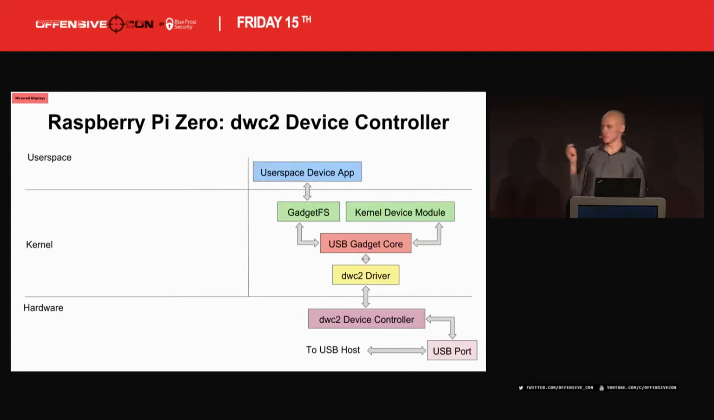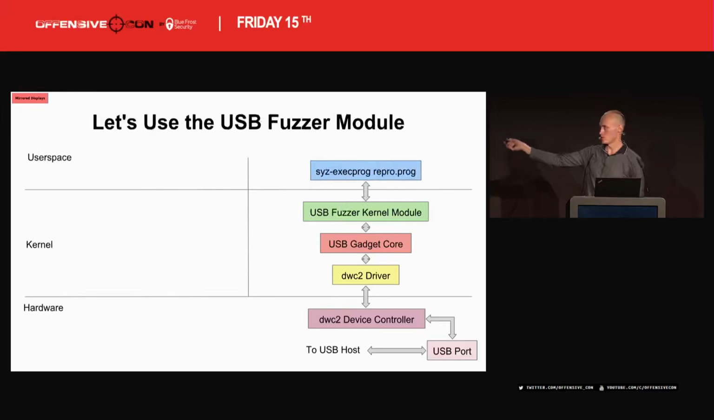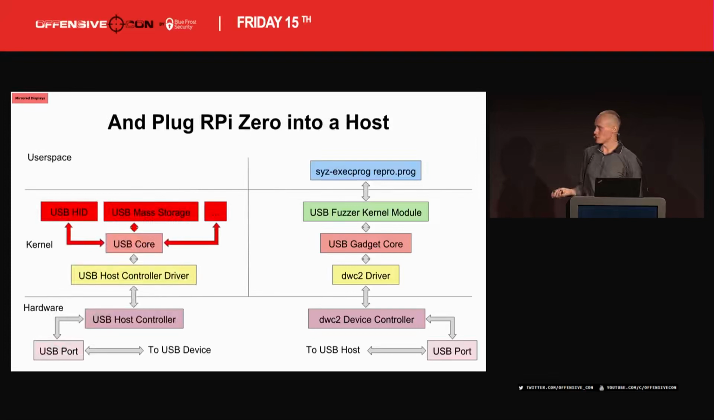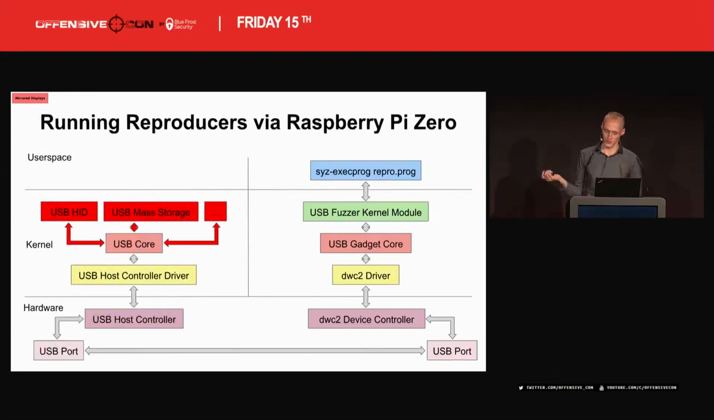OK, so let's do this. Let's take Raspberry Pi Zero, and instead of GadgetFS and a kernel device module, we're going to load our USB fuzzer kernel module. At this point, we can actually use our sysexecproc tool, because it uses the same interface. We also have some USB host, and we can plug the Raspberry Pi Zero into a host. This is the whole idea. You can just run the same reproducer via Raspberry Pi connected to a host.